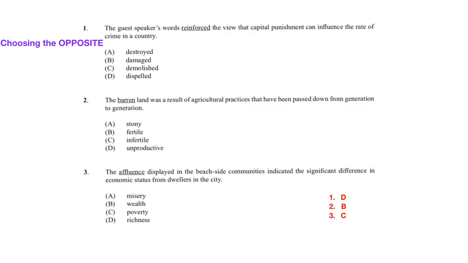If you don't know what opposite is, then you have difficulty choosing an answer. So they said the land is barren. So you're looking for the opposite in meaning. If barren means infertile, then the answer would be fertile. So the answer is B, fertile. Affluence display. Affluence means what? Rich. So somebody who's popular because they have money, something to that effect. So the affluence displayed by the beachside communities indicated the significant difference between economic status from dwellers of the city. So affluence means something to do with wealth. So the opposite of wealth would be poverty.